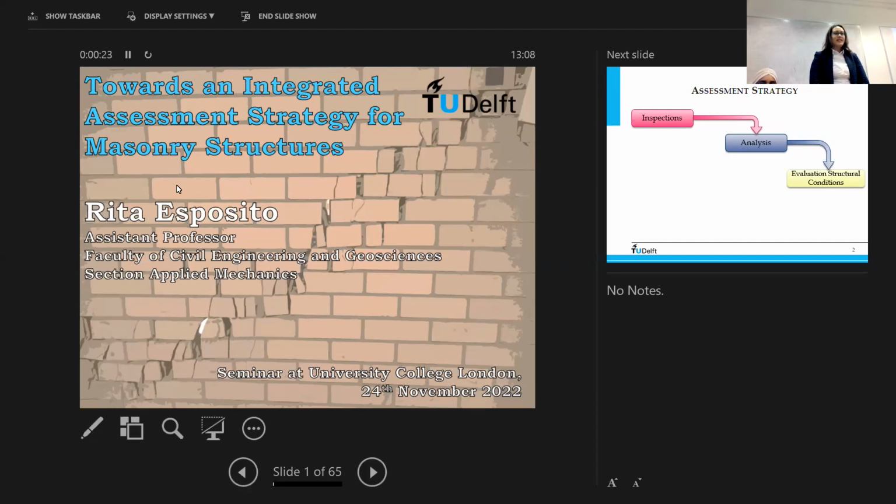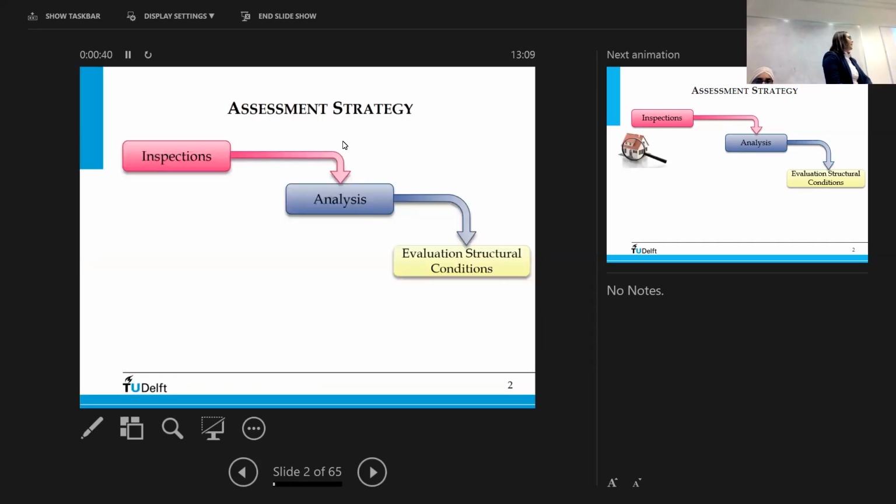So thank you very much for this introduction and for being here today. As said, today I want to talk about some work that I'm currently doing to try to develop an integrated assessment strategy. But first, what do I mean with having an integrated assessment strategy? So we all know that to assess if a structure is safe or not, we need to take some steps about analyzing the structures and also having some information from inspection.